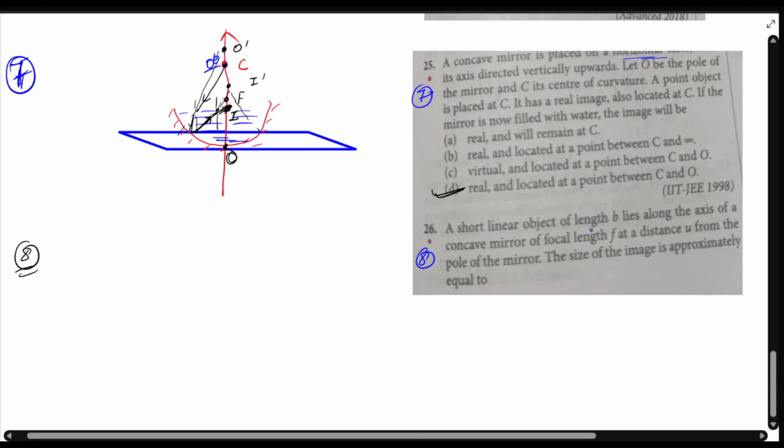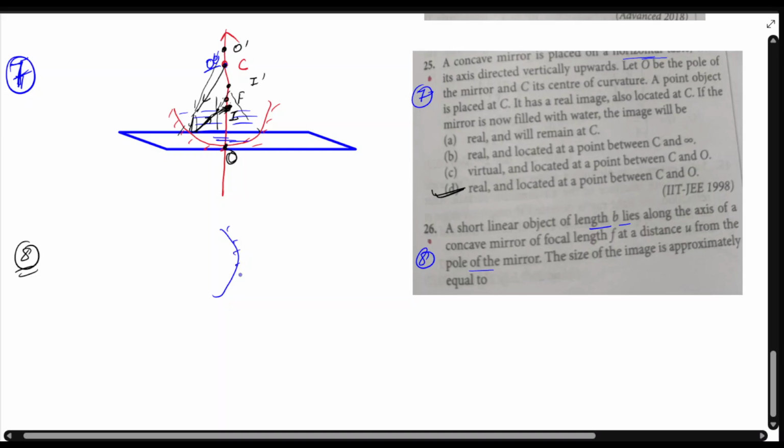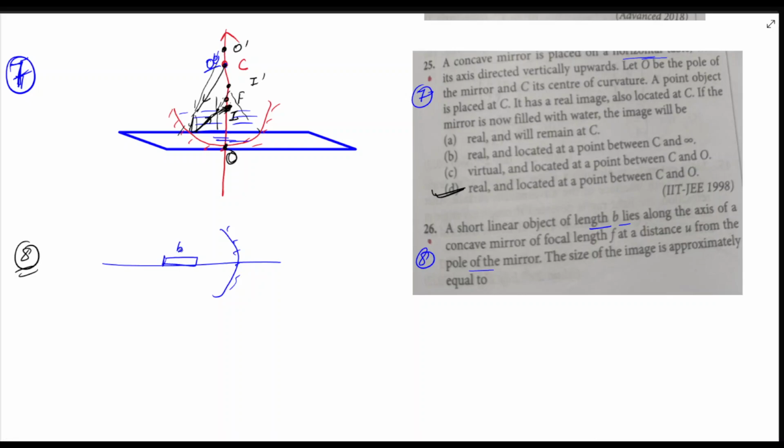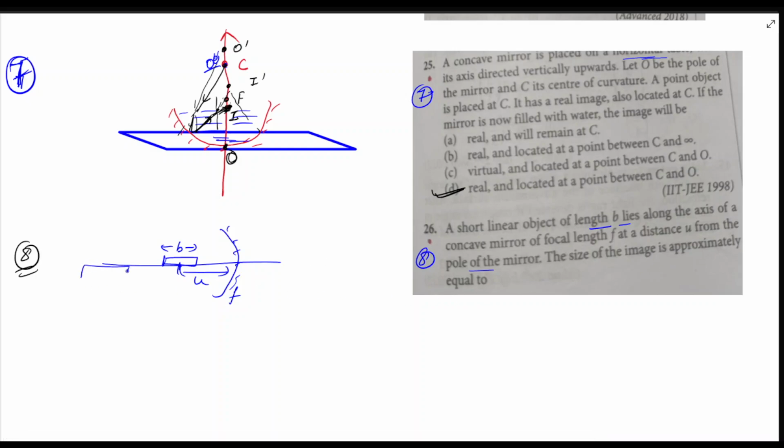We have a short linear object of length b lying along the axis of a concave mirror at a distance u from the pole. The size of the image is approximately equal to what? So look, this is our mirror and we have the object lying along the axis like this. So this distance is b. It's very short, and it is at a distance u. The focus is F. Let's say the image will be like this.